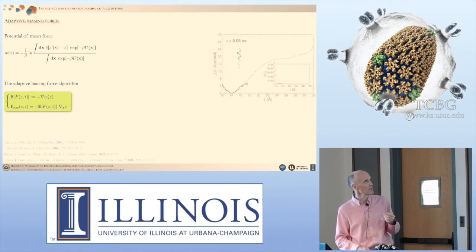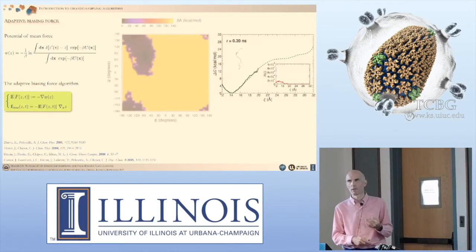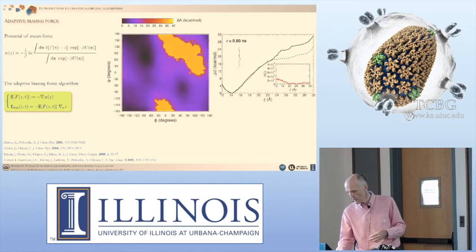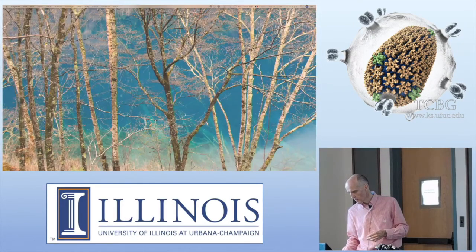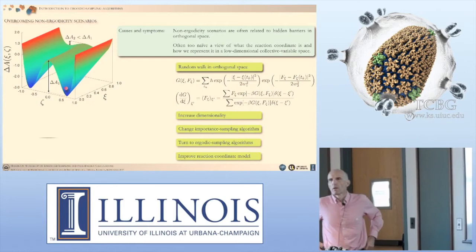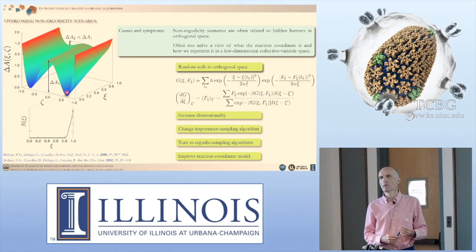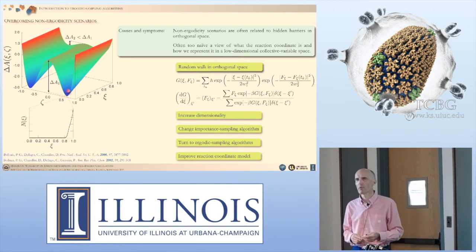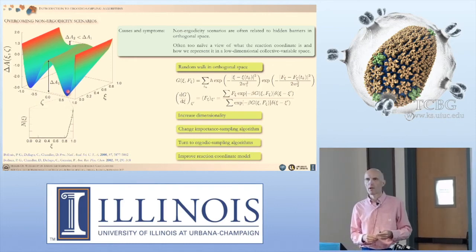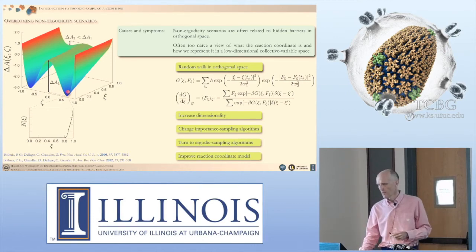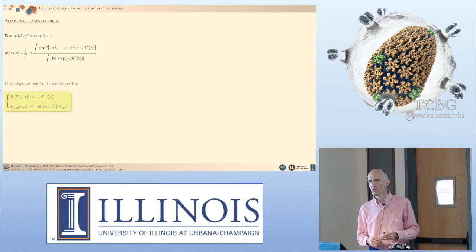Returning to ABF, we already talked about it. Yes, just a question about the previous slide. It's not clear to me how just by changing the importance sampling algorithm you can fix that problem, because unless you increase dimensionality or change the reaction coordinate model, even if you change the importance sampling algorithm, you are still stuck. I'll give you an example that I hope will convince you. I'm not sure that I'll be able to explain why it works better, but we have examples where it does improve things.